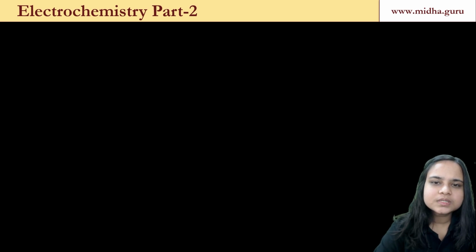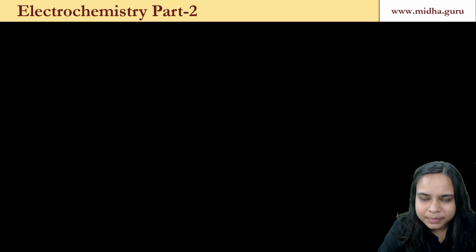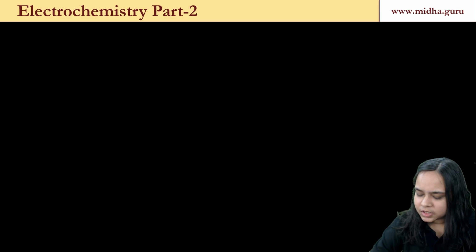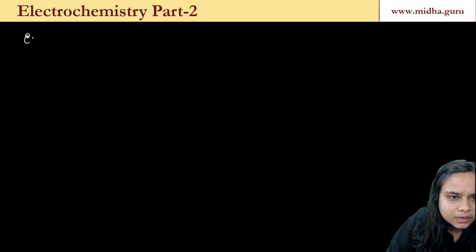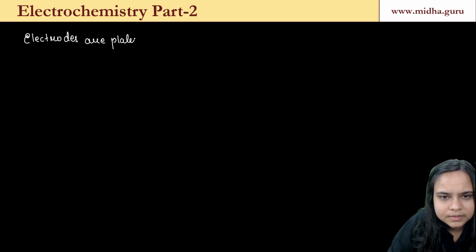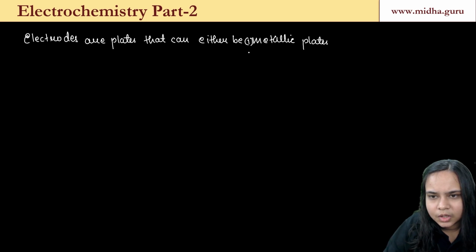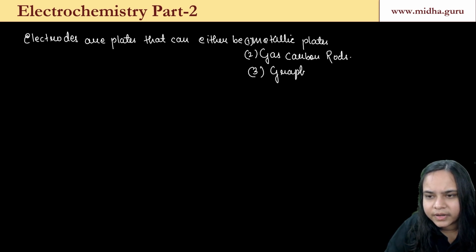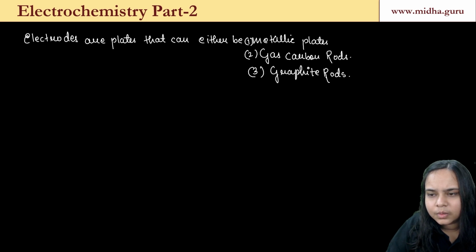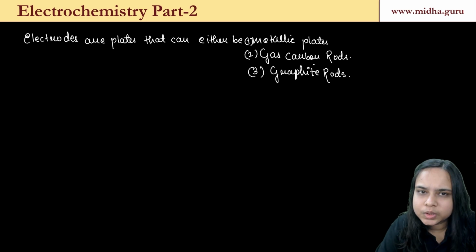Starting with electrodes. What are electrodes? Electrodes are plates which can either be metallic plates or gas carbon rods or graphite rods. Now electrodes are categorized further into two types based on their nature.